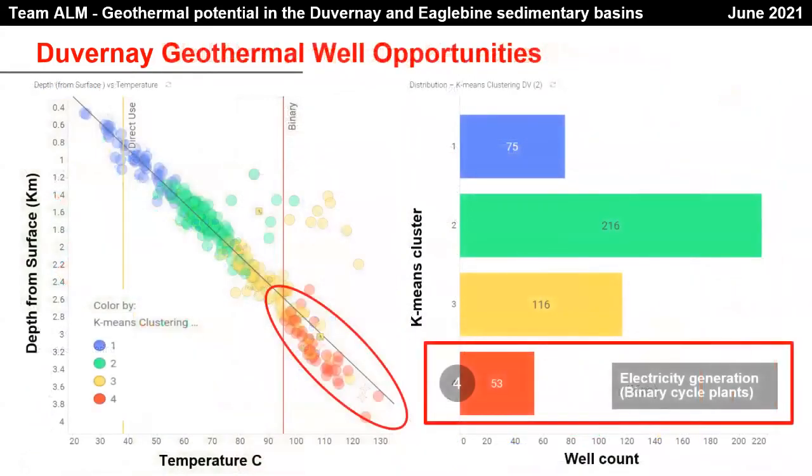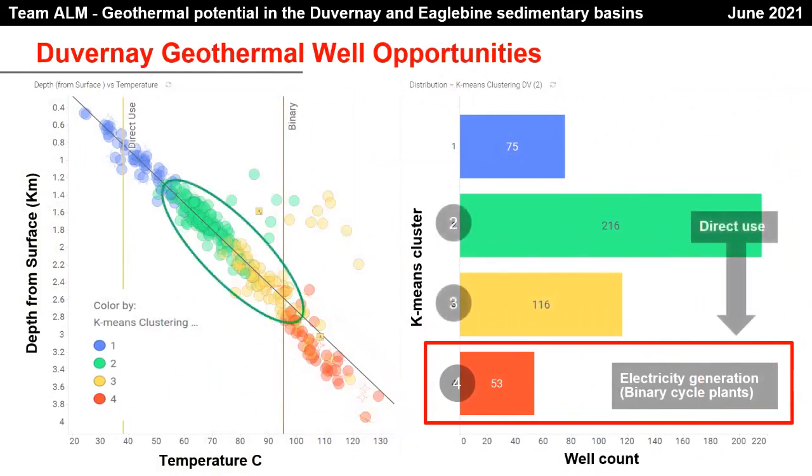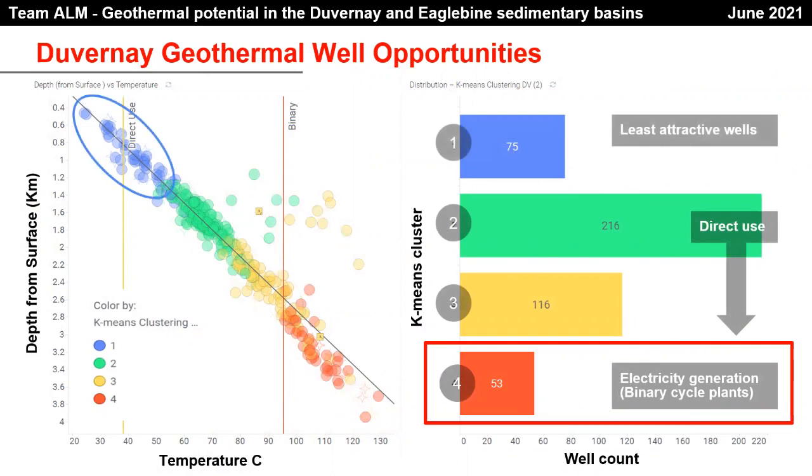There are 53 wells in the dataset that fall in cluster 4, which are viable for electricity generation, given their high temperatures above 95 degrees Celsius. Over 300 wells fall in clusters 2 and 3, which are suitable for direct heating use. A total of 75 wells were considered to have low potential for geothermal conversion.